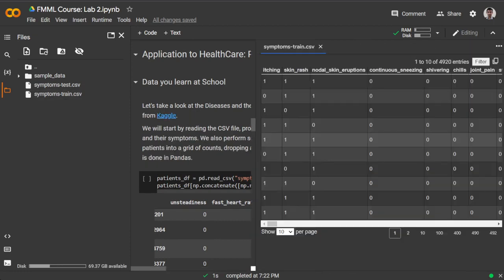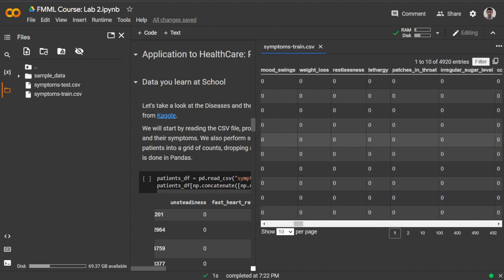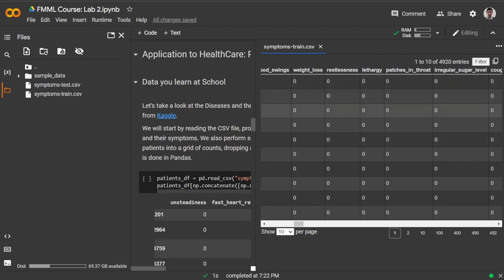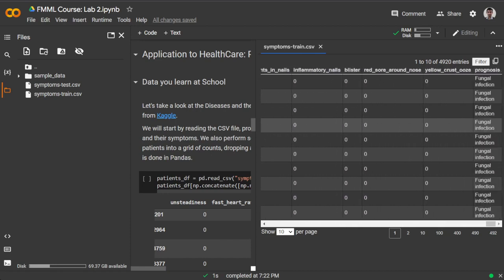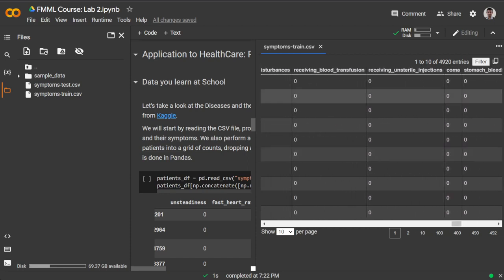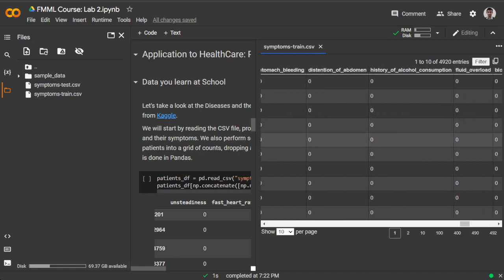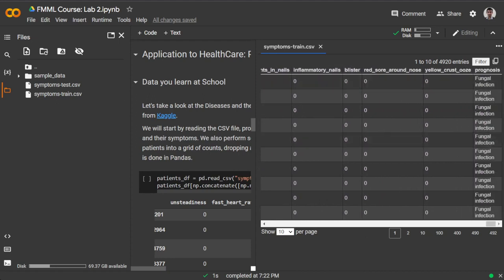We have this CSV file here, and we have a bunch of different examples of the symptoms that a person is suffering from. So irregular sugar level, lethargy, and so on are the symptoms. And let's move over to the right, and we have the prognosis. So if a person has fungal infections or different kinds of diseases, so tuberculosis, diarrhea, etc., all of these diseases are documented in this dataset. We have a similar dataset in symptoms test.csv, but we are only supposed to use the features, not the prognosis for that dataset.